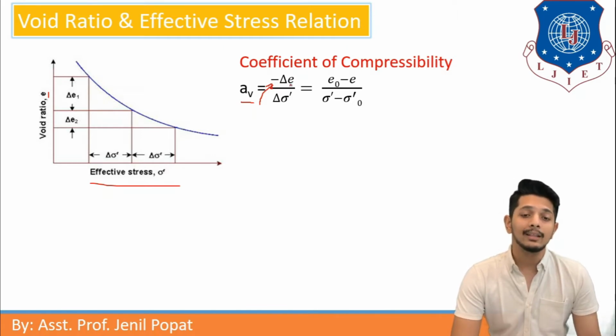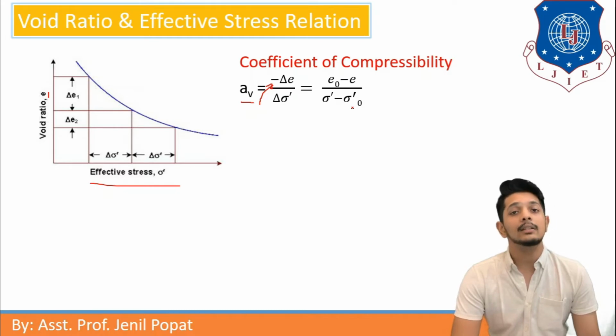Here delta e can be written as e0 minus e, where e0 is the initial void ratio and e is the final void ratio, divided by delta sigma dash, that is sigma dash minus sigma 0 dash. Now sigma dash is the final effective pressure and sigma 0 dash is the initial effective pressure.